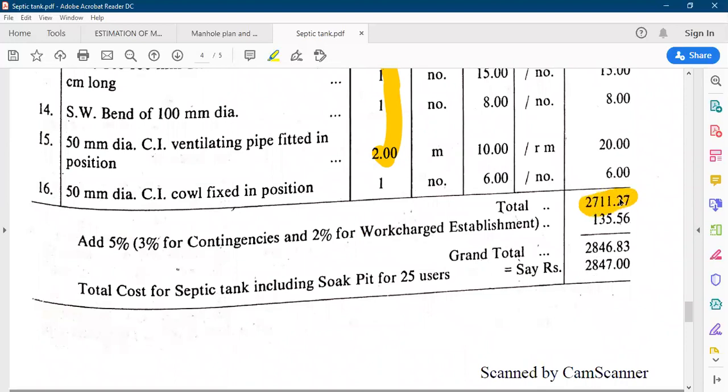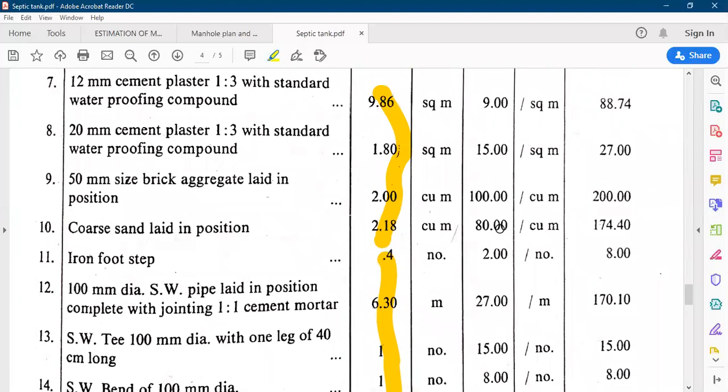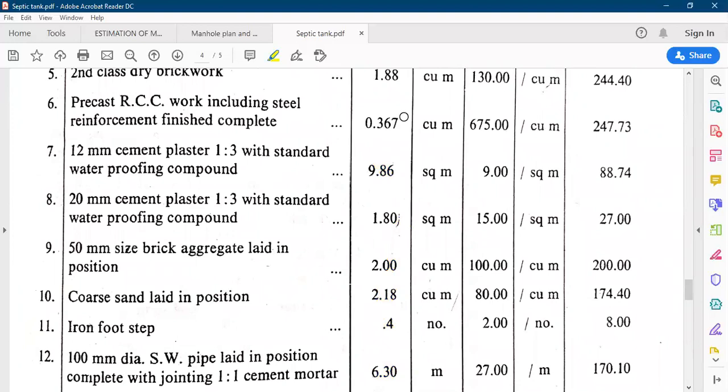as 2711.27 rupees. For this we have to add 3% contingencies and 2% work establishment charges by default, which is 135.56 rupees. Including all this, we get the total amount as 2847.00 rupees for a septic tank of 25 users. So this is the total estimation of the septic tank. So this is about the estimation of the septic tank. We'll see in the next class.